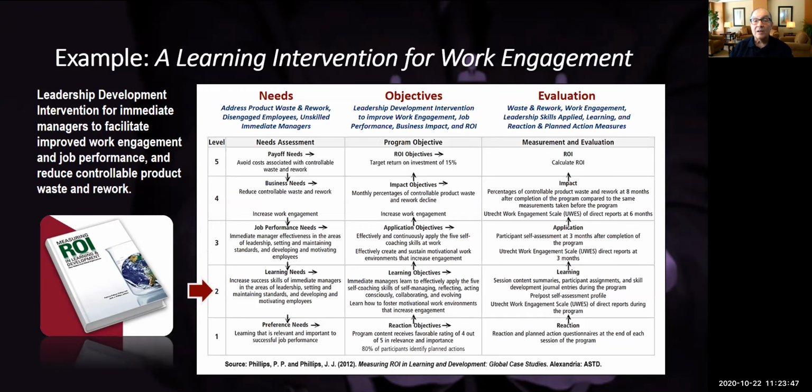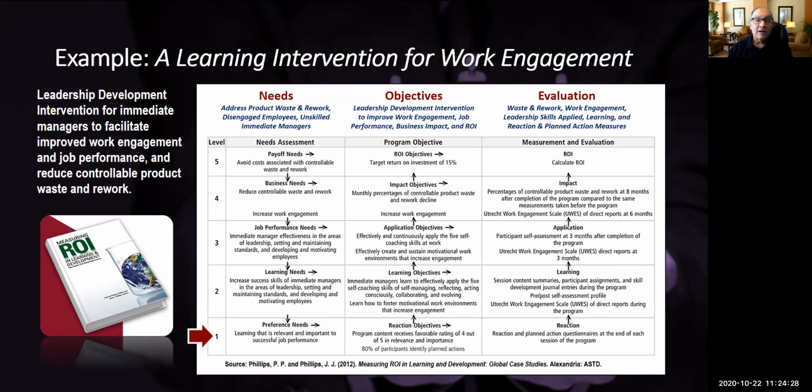Learning objective here, middle column. Immediate managers learn to effectively apply the 5 self-coaching skills of self-managing, reflecting, acting consciously, collaborating, and evolving, and learn how to foster and maintain work environments that increase engagement. And on the far right, how do you measure it? Session content summaries, participant assignments, and skill development journal entries during the program, a pre and post self-assessment profile of each of the participants, and the Utrecht work engagement scale.